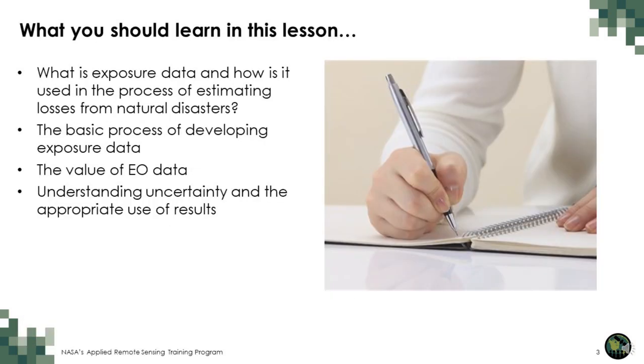So in this presentation today, I'll assume that most of you are coming to the table with minimal experience with the subject of CAT modeling and loss estimation, CAT standing for catastrophe. So I'll give you an introduction of the area, try to give you an understanding of what the data sets are used for, what the accuracy of the data sets is, and then give you an understanding of the value of EO data in this process, and understanding once the results are developed, what the uncertainty is that's inherent in the results, and what the appropriate use of those results are for decision making.